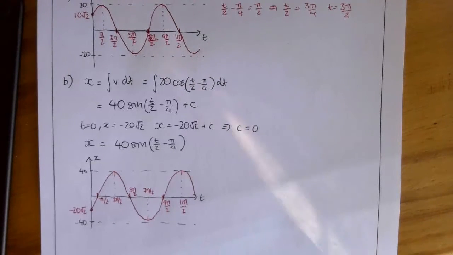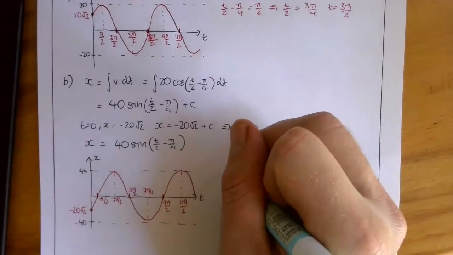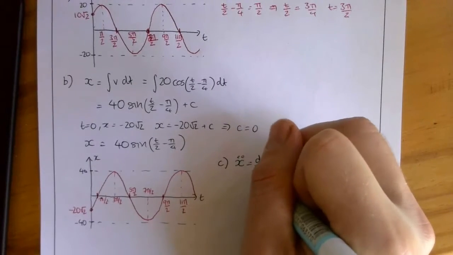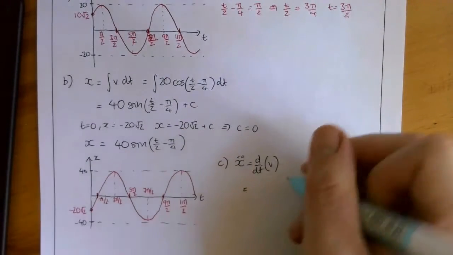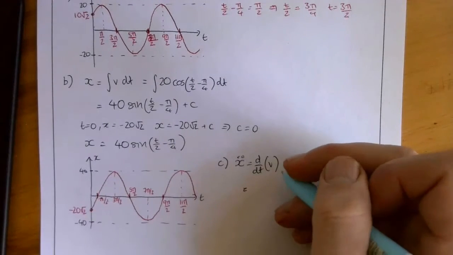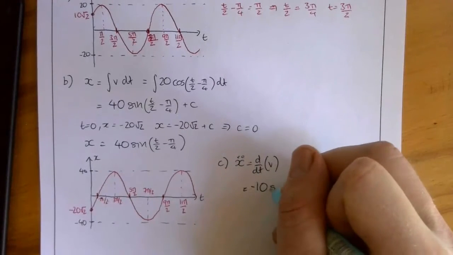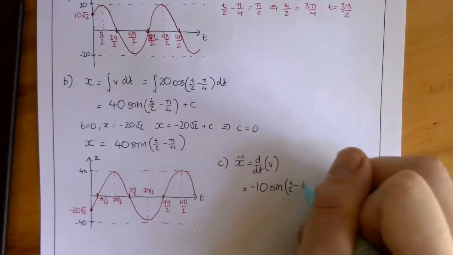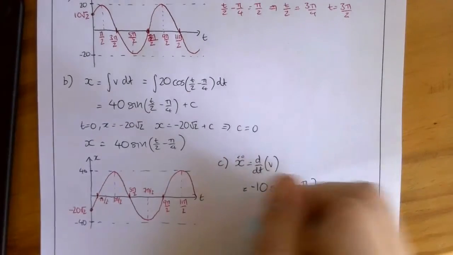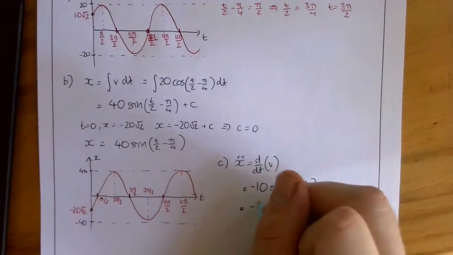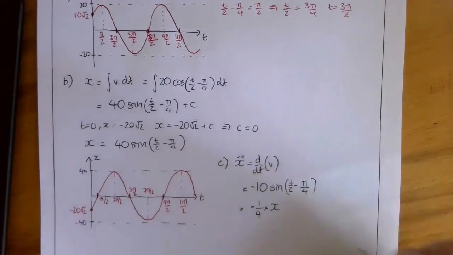Part C says, describe the relation between the acceleration and the displacement. Well, we haven't really done the acceleration yet, but the acceleration would be the derivative of the velocity. So differentiating 20 cos(t/2 - π/4), multiplied by a half, is going to be -10 sin(t/2 - π/4). And the key thing there is that is minus a quarter times x.